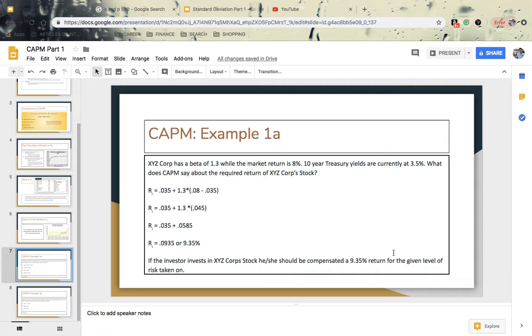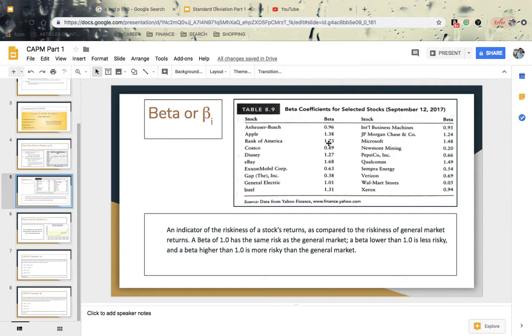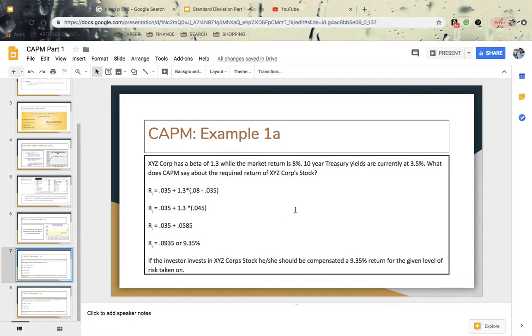So let's go over an example. This is a pretty standard example that you'll find on a CAPM related problem, or a homework problem, or a quiz problem, or anything like that. So let's say XYZ Corp has a beta of 1.3. So basically it has a beta that's similar to JP Morgan Chase or Apple. But you don't have to know that. XYZ Corp has a beta of 1.3, while the market return is 8%. So in this time span, the market generally gave us an 8% return, and 10-year treasury yields are currently at 3.5%. So that is our risk-free rate, because it's the 10-year treasury yields.